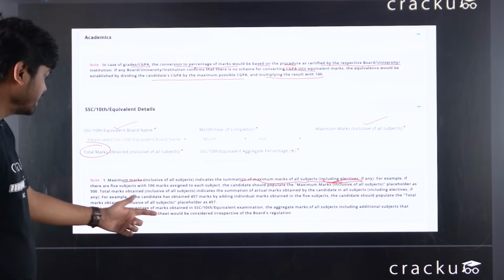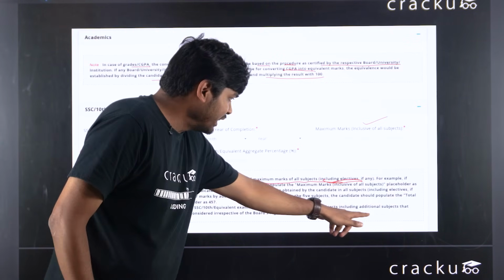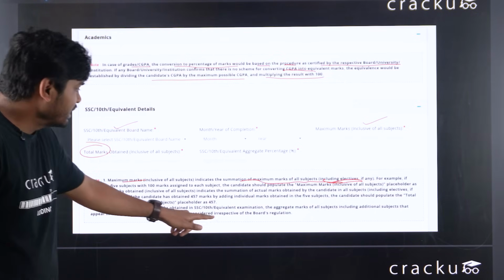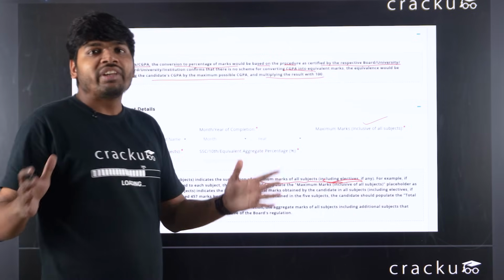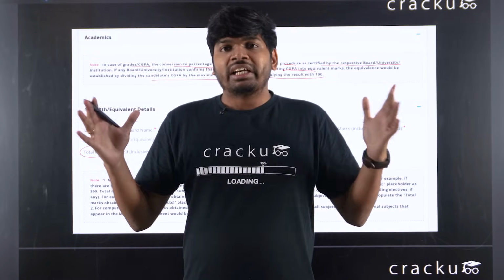For computing percentage of marks, the aggregate marks of all subjects, including additional subjects that appear in the mark sheet, would be considered irrespective of the board's regulation. Even if you have electives, you have to fill the marks of electives in this form.